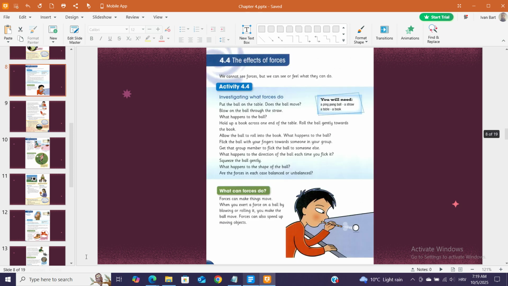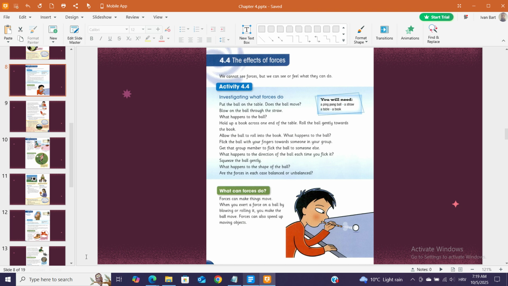4.4 The effects of forces. We cannot see forces, but we can see or feel what they can do. Activity 4.4. Investigating what forces do. Put the ball on the table. Does the ball move? Blow on the ball through the straw. What happens to the ball?